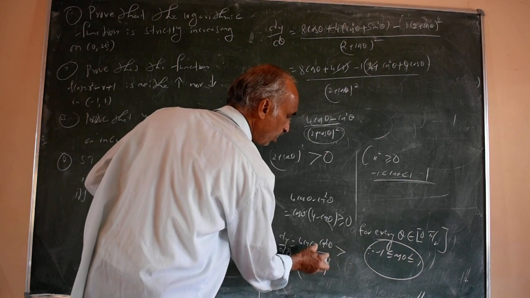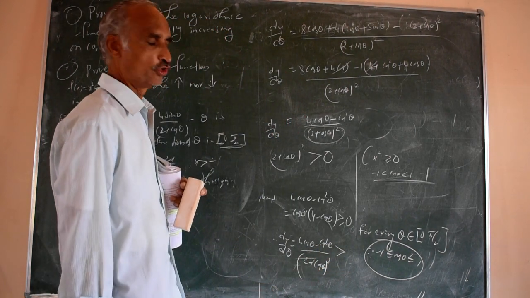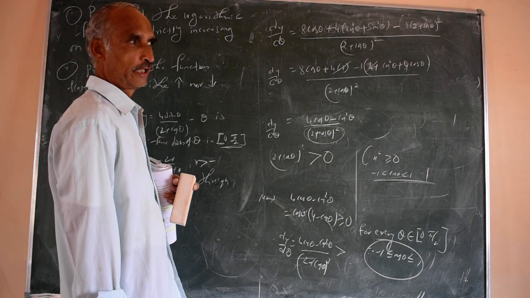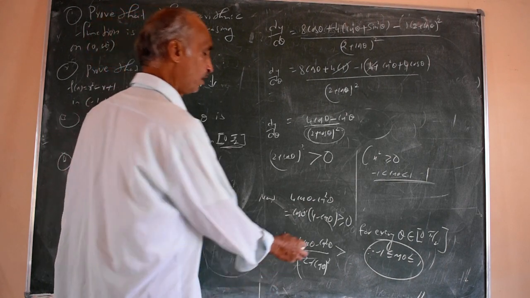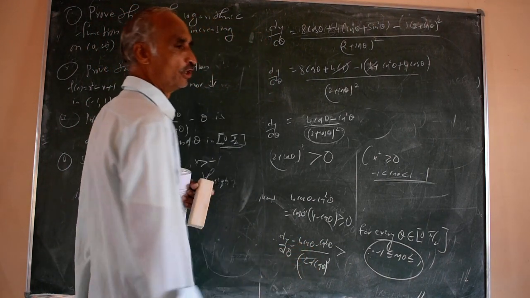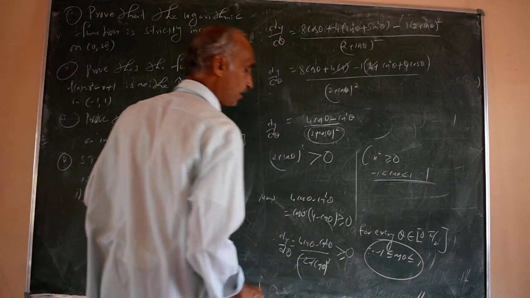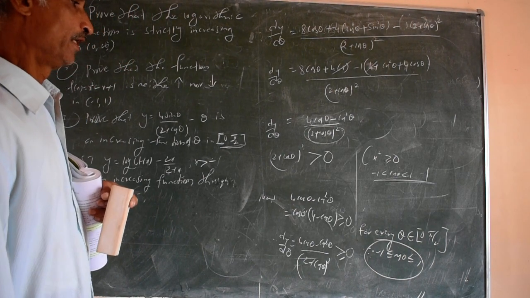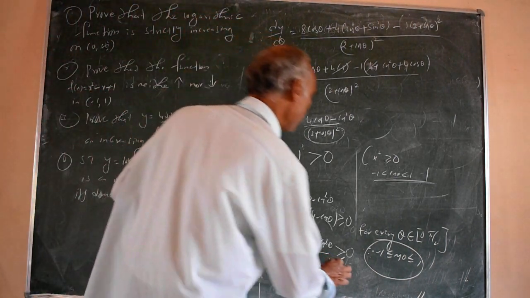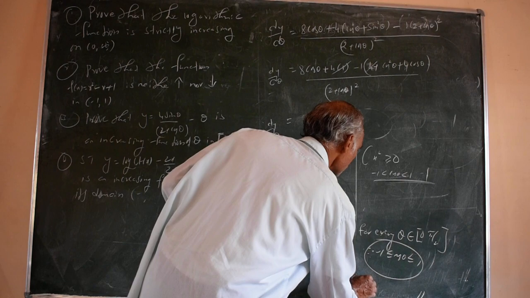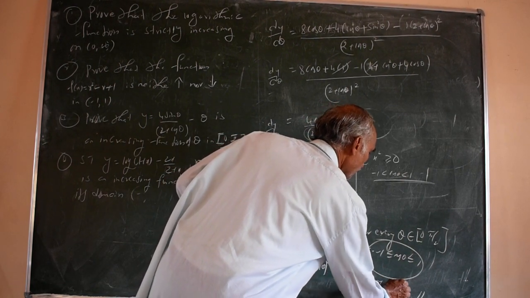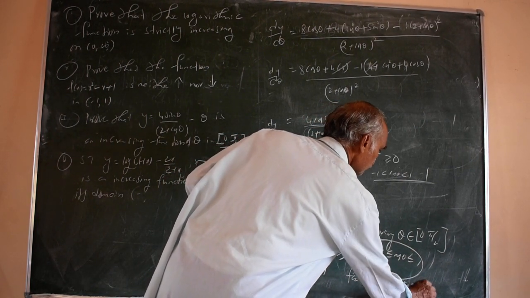Therefore 0 upon greater than 0 is 0 only, and even positive upon positive other than 0, a positive number upon positive number is positive number only. Therefore it is greater than or equals to 0 for every theta belongs to 0 to pi by 2.